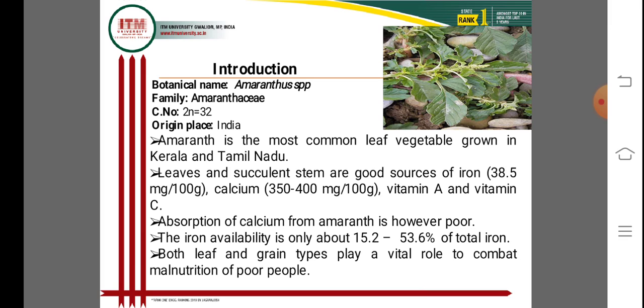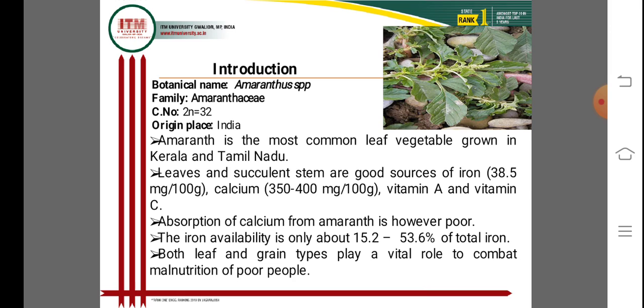Today we are introduced to Amaranthus. This is the botanical name of the Amaranthus species, its family, and chromosome number. The chromosome number is 2n equal to 32, and also 34, but the common one is 2n equal to 32. The place of origin is India and America also, but India is the very important origin place.